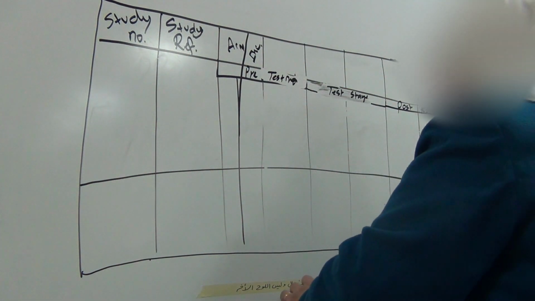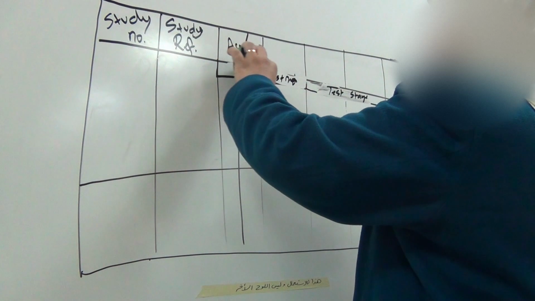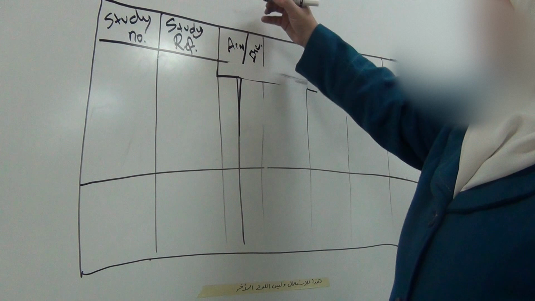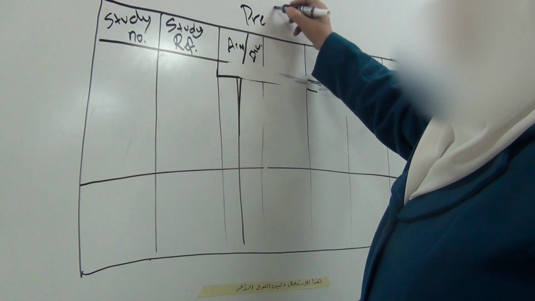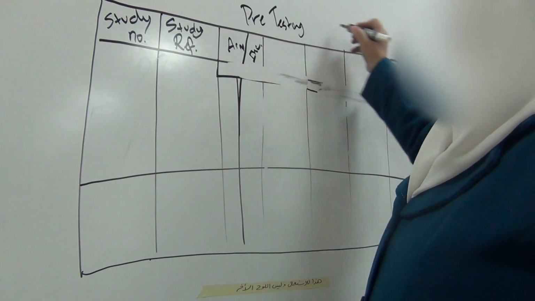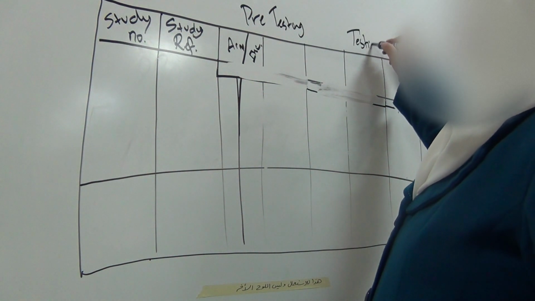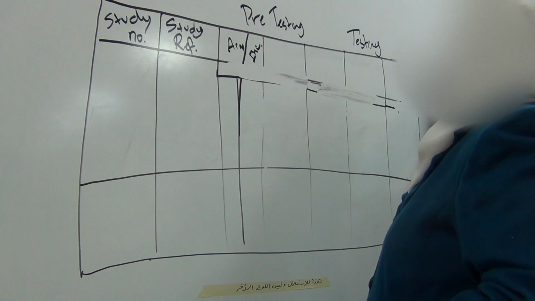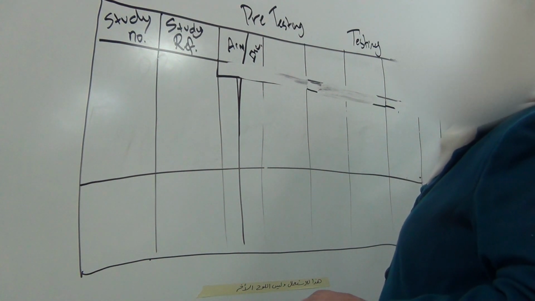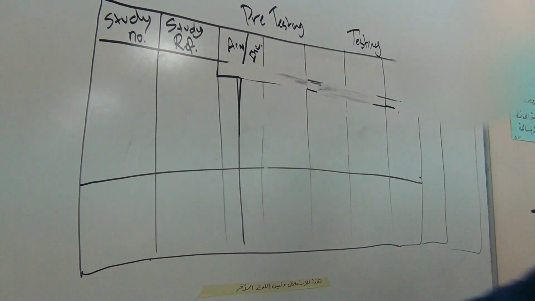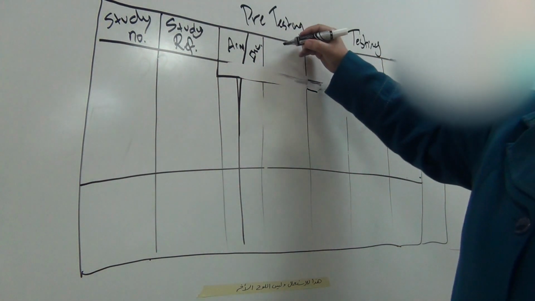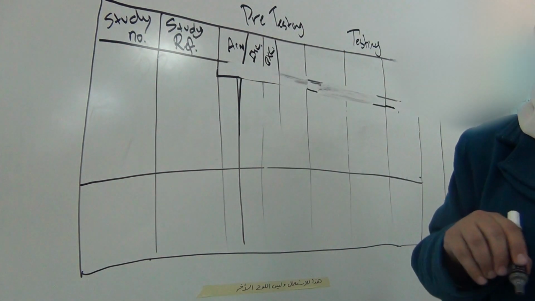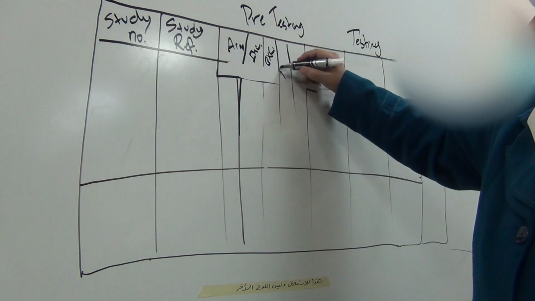Okay, I'm talking about the aim. Let me put them here. Pre-testing, testing, post-testing, others. Okay. So you get the inclusion criteria, you get the exclusion criteria. You get the population, for example.